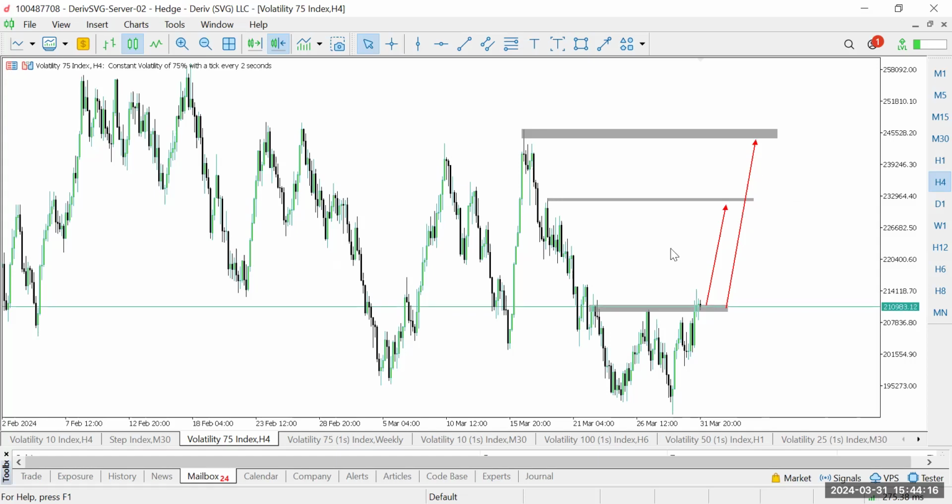So if your account is good enough, you get a very good setup and a very good entry, you can do 0.002. Then at this point, you can close 0.001 and leave the other one to see if it can run up to this high.